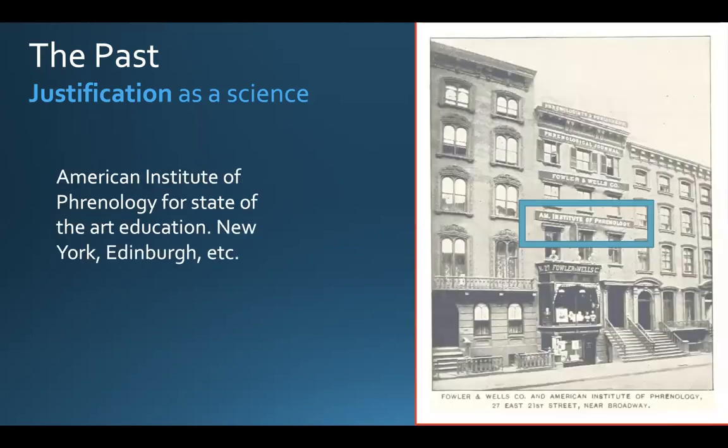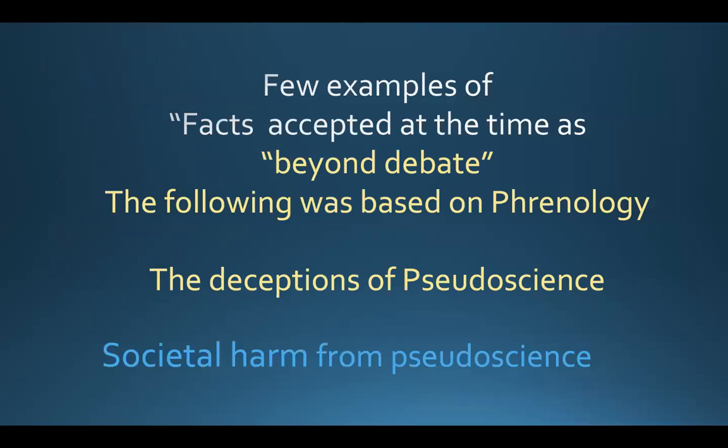So it was also considered a science because there was an institution for you to go to and update your information. This American Institute of Phrenology in New York on 27 East 21st Street. And there you go to have the state of the art education and to learn the skills. And they're everywhere: New York, Edinburgh, Paris, everywhere in the world they had one. Because in the 19th century, phrenology was believed to be a real science, and these findings were true.